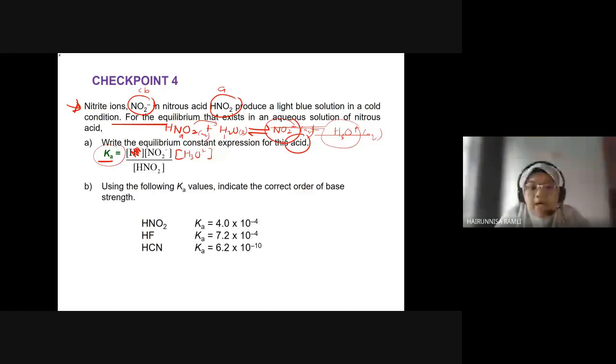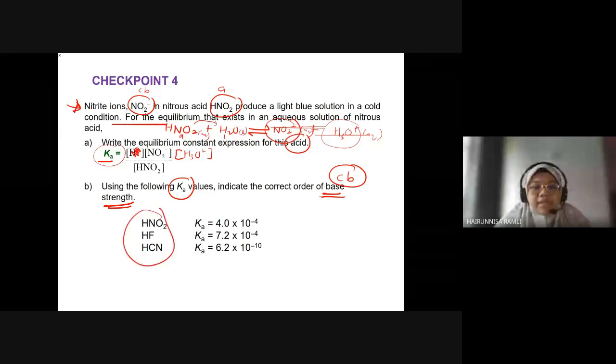How about B? Using the following Ka values, indicate the correct order of base strength. Do you see? It does not want the acid, it wants the base. That means it wants the conjugate base of all the acids here. So actually you cannot simply go based on the value of Ka. You have to get the value of Kb, even though it gives Ka, because the sign will be reversed basically.